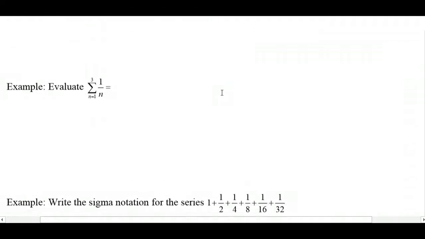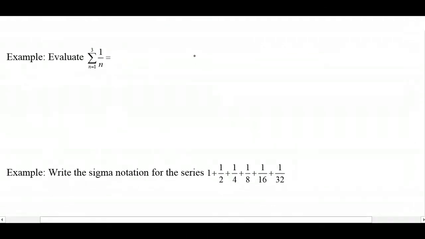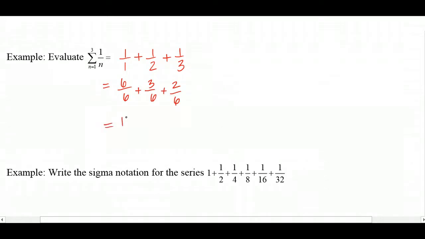So let's try it with another example. Let's go ahead and evaluate the sum from n equals 1 to 3 of 1 over n. So I start substituting in 1, so 1 over 1, plus the next number I substitute into n is 2, plus 1 over 2, and then I substitute in the final number, 3, for 1 over 3. And now I have to find common denominators amongst all of these, so 6 over 6 plus 3 over 6 plus 2 over 6. So I add their numerators together to get a final answer of 11 over 6.